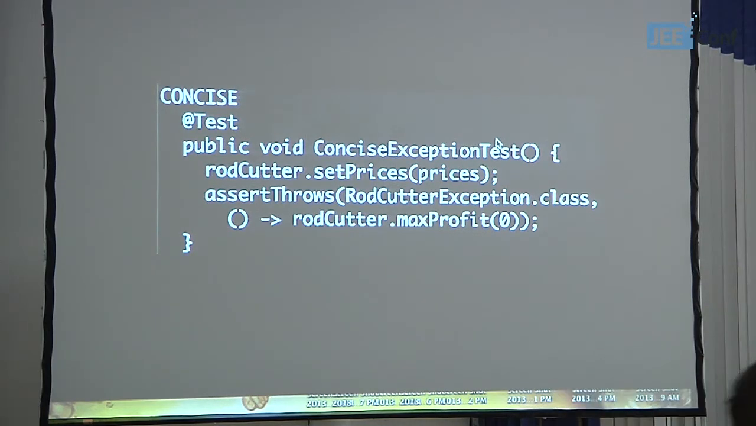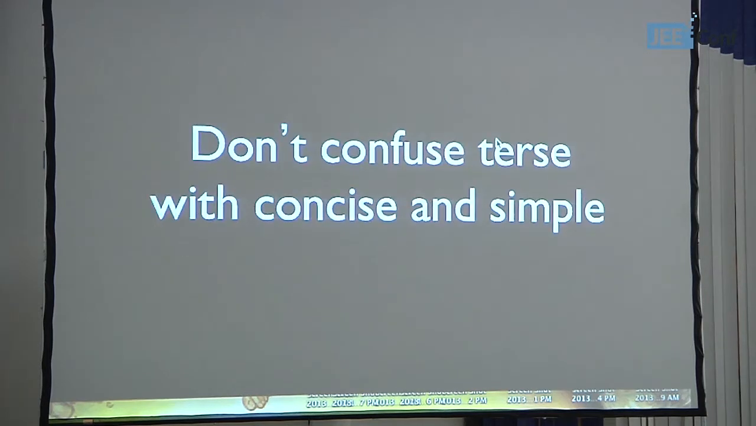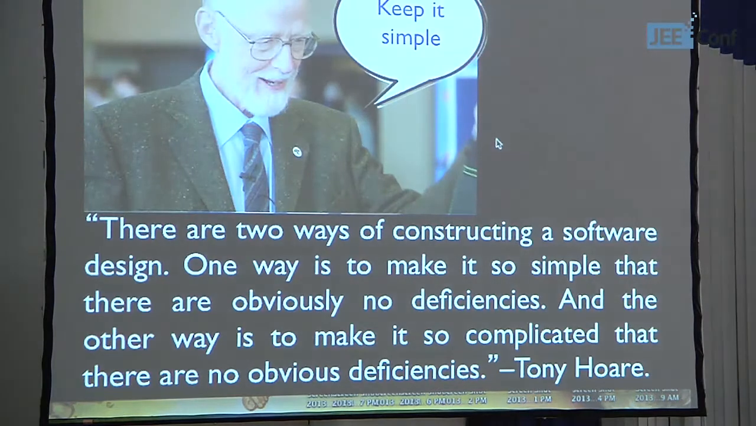Terse code is not simple. Terse code misleads us a lot. So don't confuse terse with concise and simple. This is one of the quotes that I really like. Sir Tony Hoare talked about this. He said there are two ways of constructing a software design. One way is to make it so simple that there are obviously no deficiencies. And the other way is to make it so complicated that there are no obvious deficiencies.